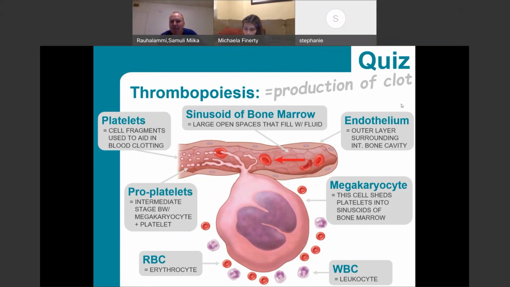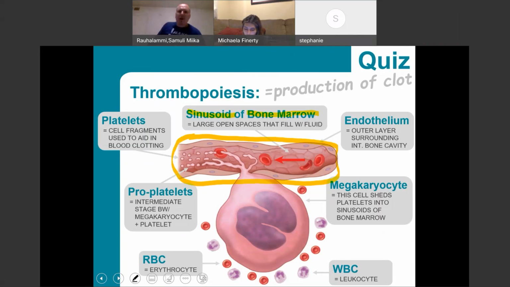What you will see is bone cavity or bone. This all is inside the bone. So this is a sinusoid of bone marrow, the empty space within the bone marrow, the inside of the tube or vessel that we see there. The cells that form the lining for this sinusoid of bone marrow are known as endothelium. So endothelium is the lining of the cells around the bone marrow. If you're able to tell apart those two, you're in a great place.